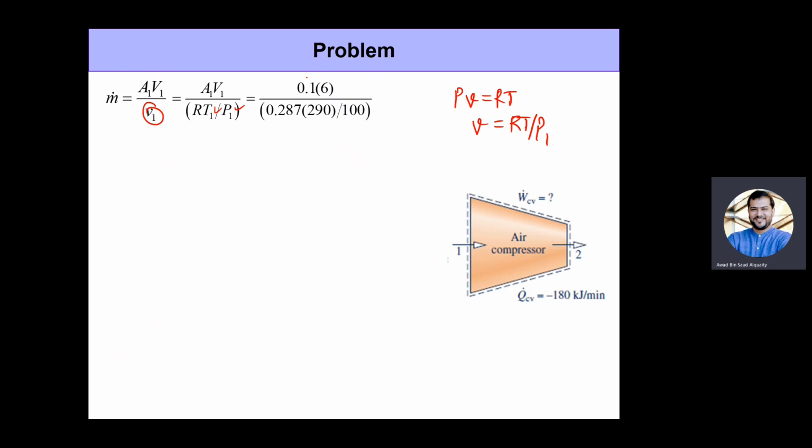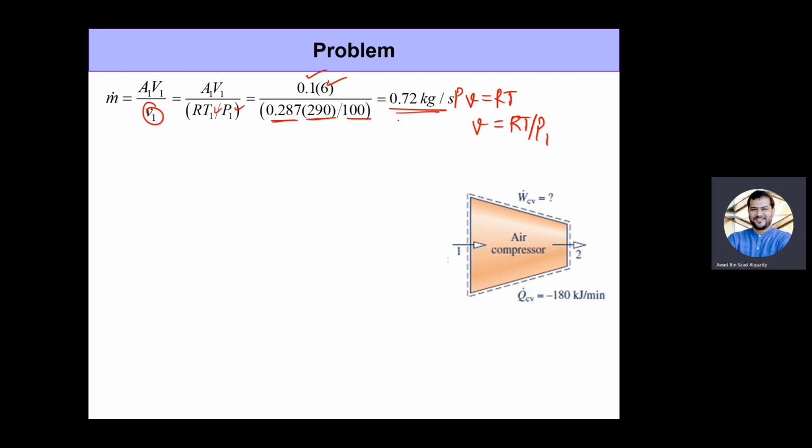So we can start plugging in the numbers: 0.1 meter square times 6 meter per second divided by the gas constant for air, 0.287, times temperature in Kelvin, 290, divided by 100 kilopascal. That's the pressure at the inlet. Okay, so when you plug in all these numbers, you get 0.72 kilogram per second. That's our mass flow rate.